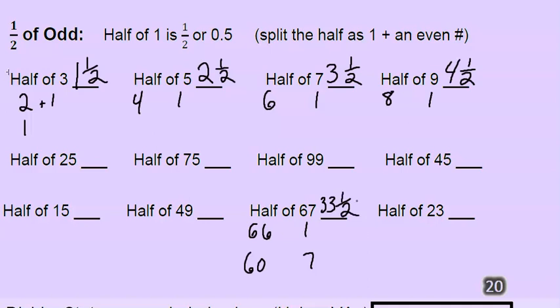Finish the rest of this page. Try to do this without using a calculator. Try it by breaking it apart. See if you can find halves that way. Once you're done, move on to the next page.